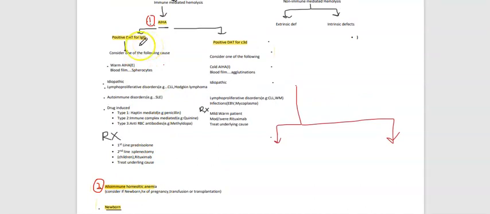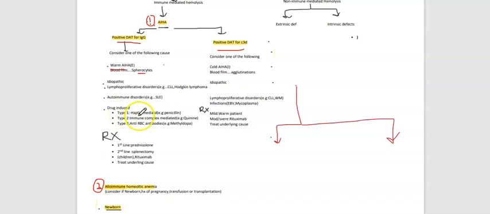Autoimmune hemolytic anemia has further classification. If it is positive for IgG, and if it is positive for C3d, we can consider different causes on the basis of the results. If it is positive for IgG, we consider it as warm autoimmune hemolytic anemia, which is extravascular hemolysis. The blood film will show spherocytes. It can be idiopathic, and it can be due to lymphoproliferative disorders like CLL, Hodgkin lymphoma, autoimmune disorders, or drug induced.